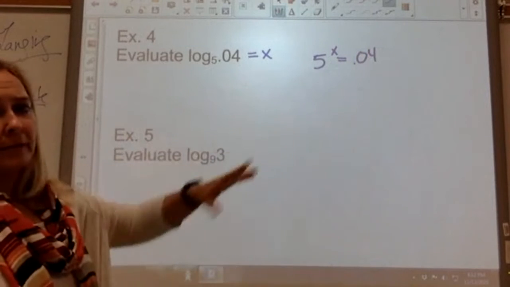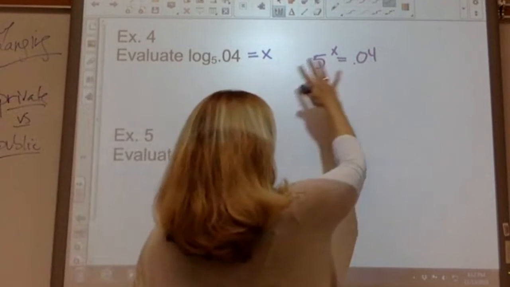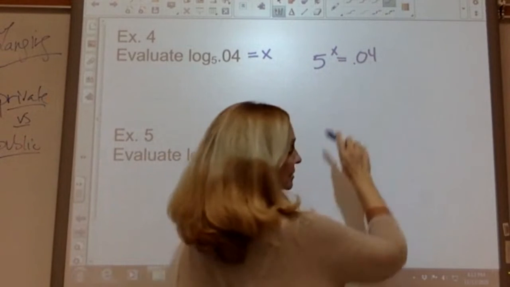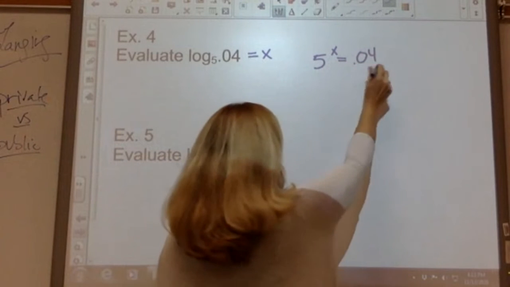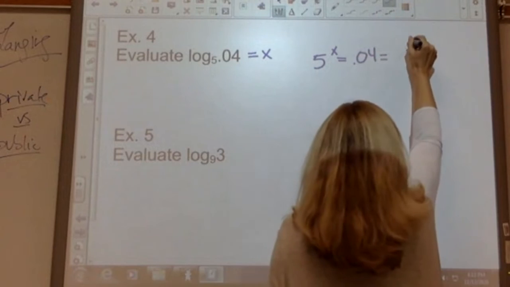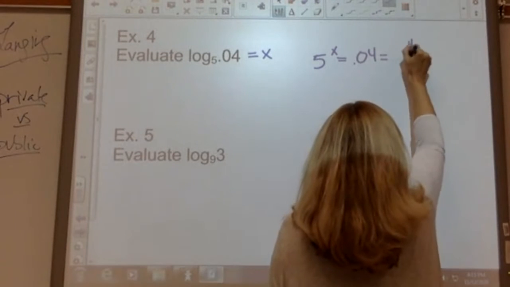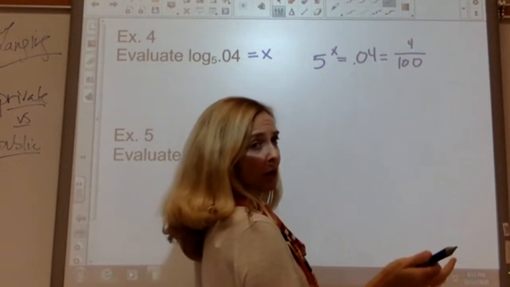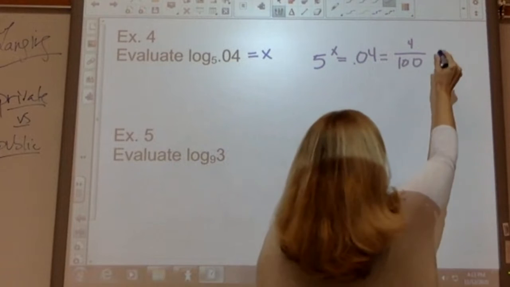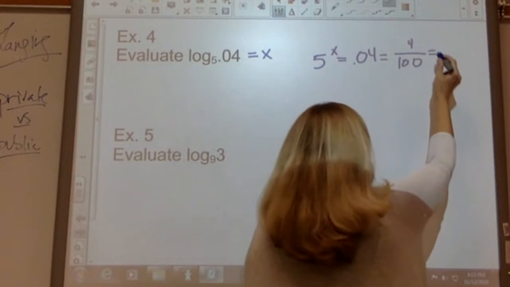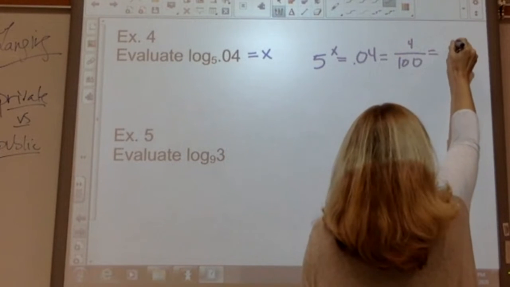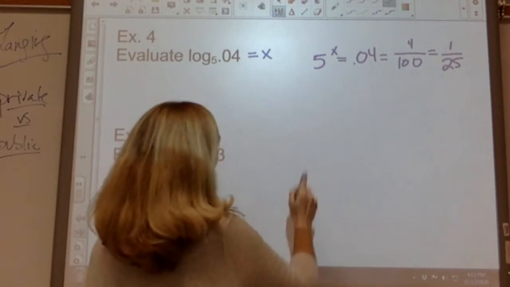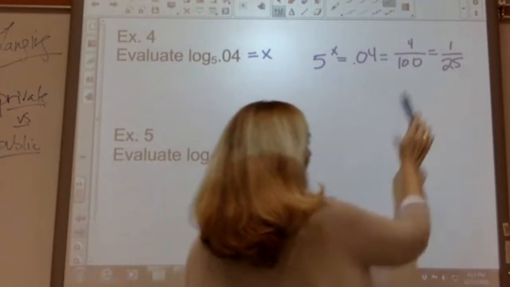Now, in these problems, I would like both sides to have the same base. So I'm going to start by rewriting this number as a fraction. So 0.04 is really 4 over 100. Okay, because this is tenths, hundredths, so you would say it's 4 hundredths. Now, I know that 4 over 100 will reduce. 4 will go into 100 25 times, so this is 1 over 25. Right? So now I have 5 to the x equals 1/25.